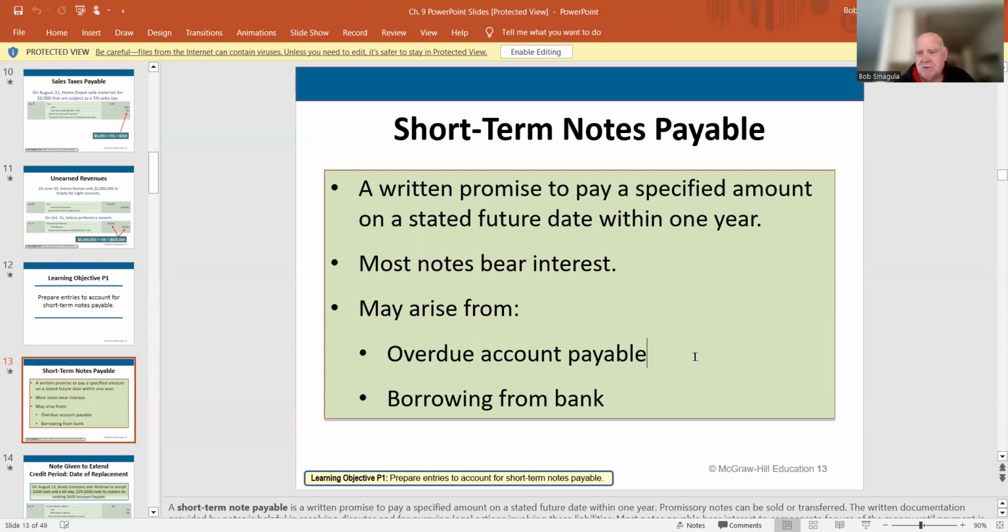And notes can come from anywhere. You borrow from a bank, that is a note. Or you have a customer who's slow in paying you, well, you can turn that into a note instead. Or you're the one being slow paying. You turn that into a note.